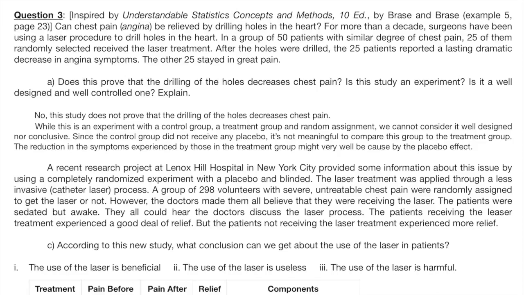Some people say the laser is beneficial because those who are suffering receive the laser and stop suffering. I agree that reducing the patient's suffering is good, but some people object that the laser is useless because those who received the placebo, no laser, also did well. And some people answer that the laser is detrimental because those who received the placebo did better. From the scientific point of view, the third answer is the right one. The laser itself and the drilling of the holes must be considered detrimental.